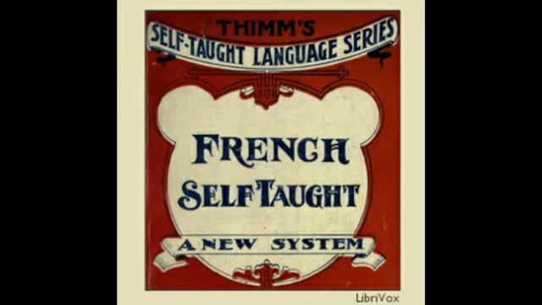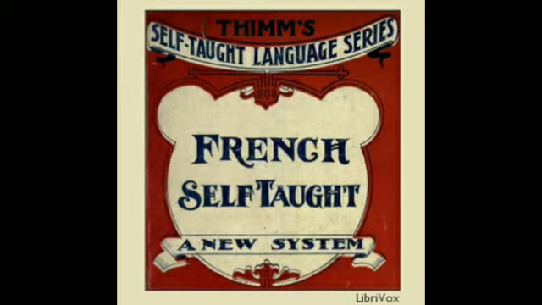Conditional present. I should be, Je serai. Thou shouldst be, Tu serais. He should be, Il serait. We should be, Nous serions. You should be, Vous seriez. They should be, Il serait.